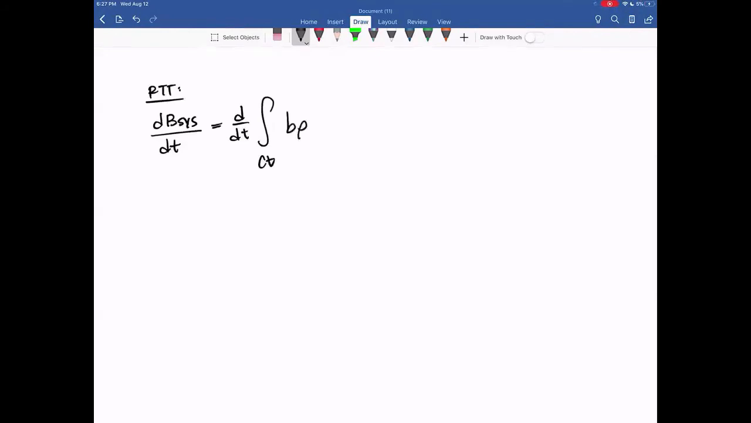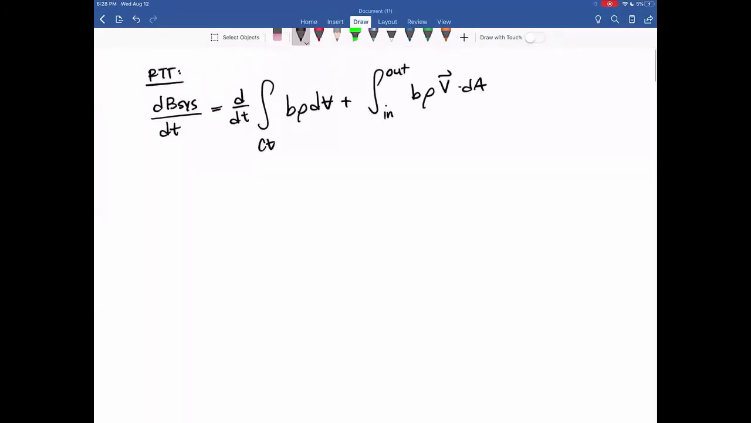Lowercase b rho d volume plus out minus in of b rho directional velocity dA, okay? That's a directional velocity, so you don't need the unit vector there. Kind of overkill. Okay, so what we're going to do is derive the conservation of mass.